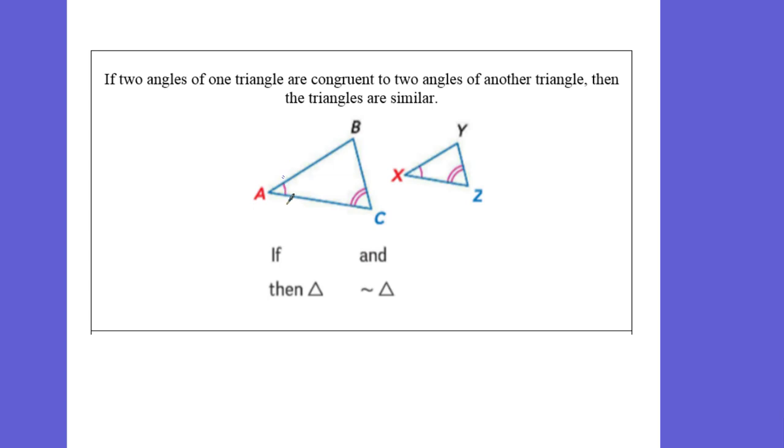So, if 2 angles in one triangle are congruent to 2 angles of another triangle, then the triangles are similar. So, if angle A is congruent to angle X, and angle C is congruent to angle Z, that's enough information to say triangle ABC is similar to triangle XYZ. That's all I need to know to prove that those two triangles are similar.